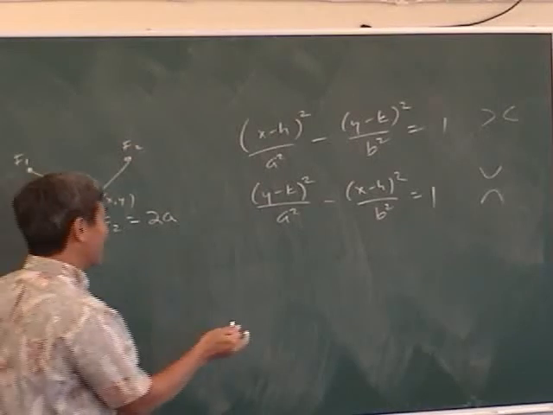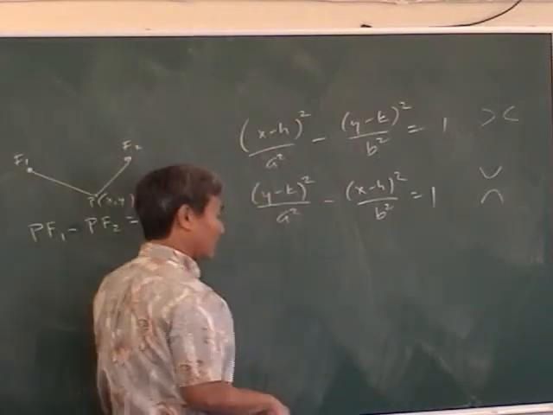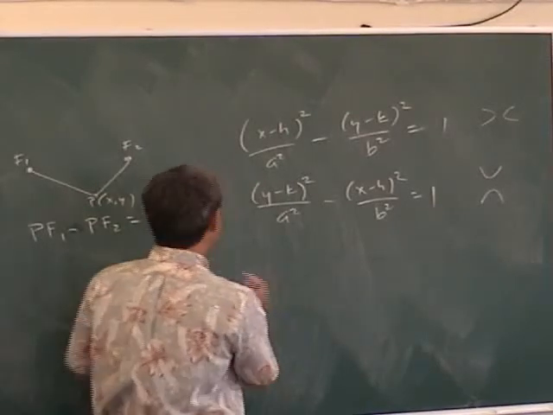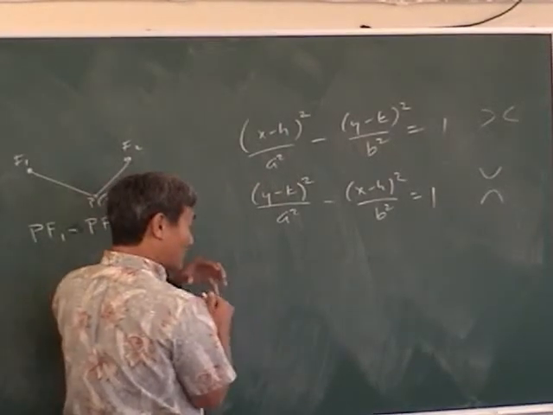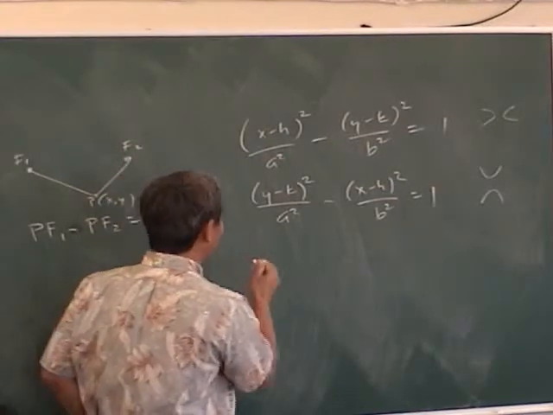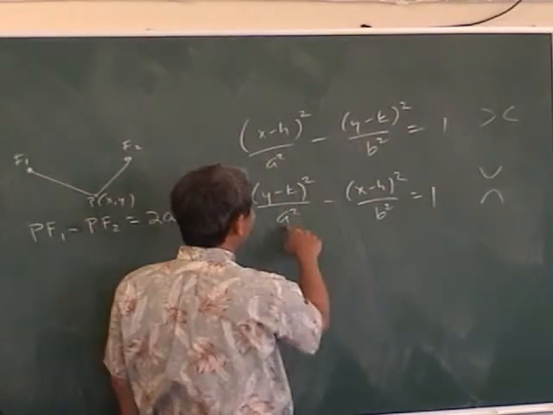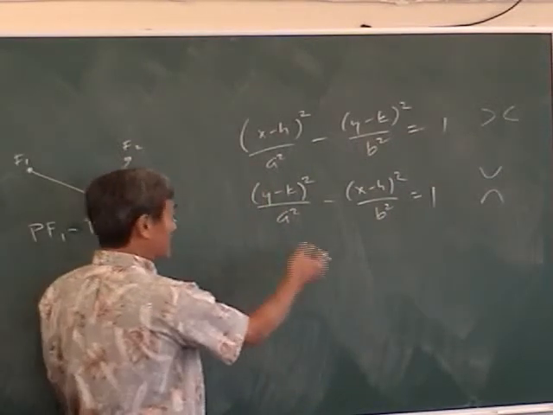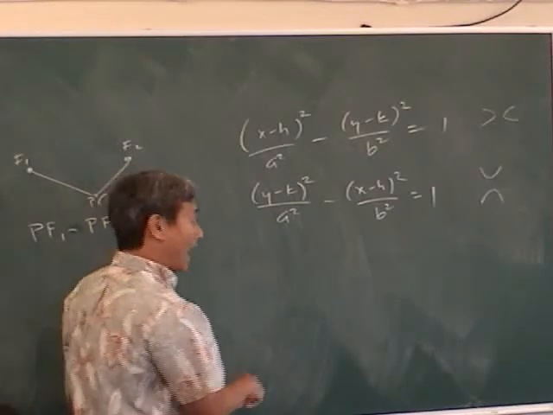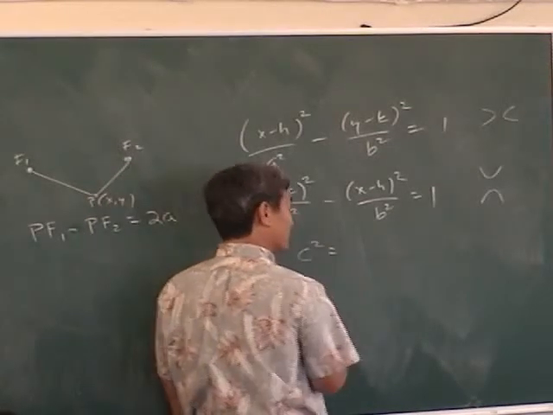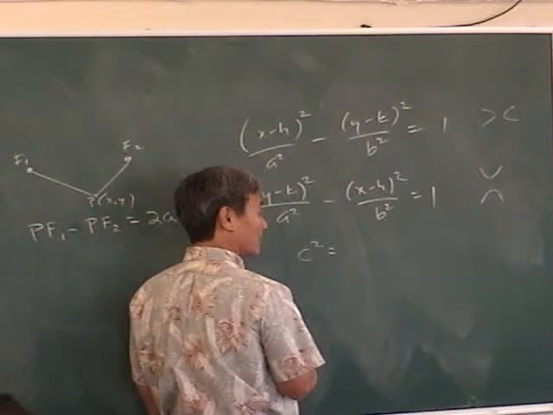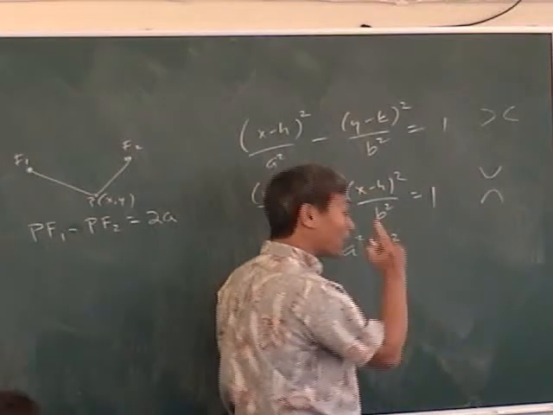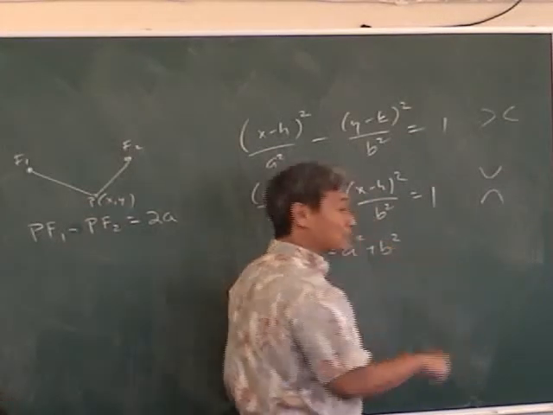Now in an ellipse, a squared is always what? The larger denominator. That's because in an ellipse you have the major axis and the minor axis, right? One is bigger than the other. But in a hyperbola, a squared always goes with the positive term and b squared always goes with the negative term. So sometimes b is going to be bigger than a in a hyperbola. And in an ellipse, c squared equals... you gotta know this tomorrow, people. a squared minus b squared. But in a hyperbola, c squared equals a squared plus b squared.